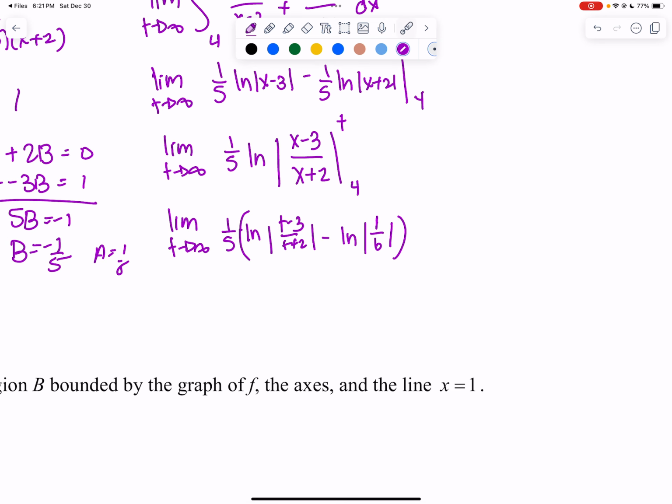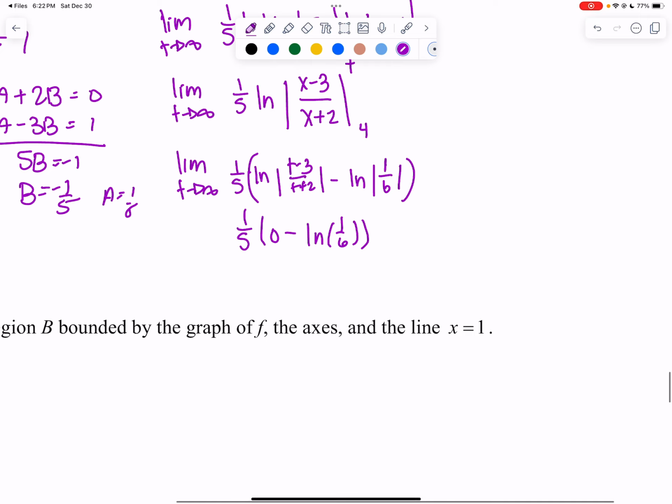Right, as I approach infinity here, notice how my degrees are both the same. So I'm going to look at my coefficients, and since my coefficients are both 1, 1 over 1 is just 1. So this means that this will approach 1. And ln of 1 is just 0. So now I have 1/5 times 0 minus ln of 1/6. So now I have negative 1/5 ln of 1/6.